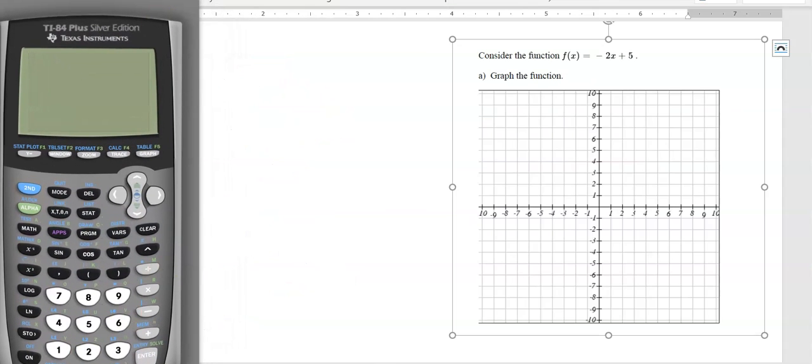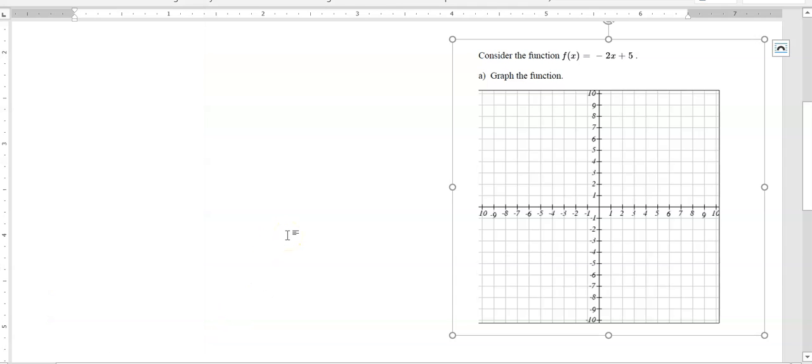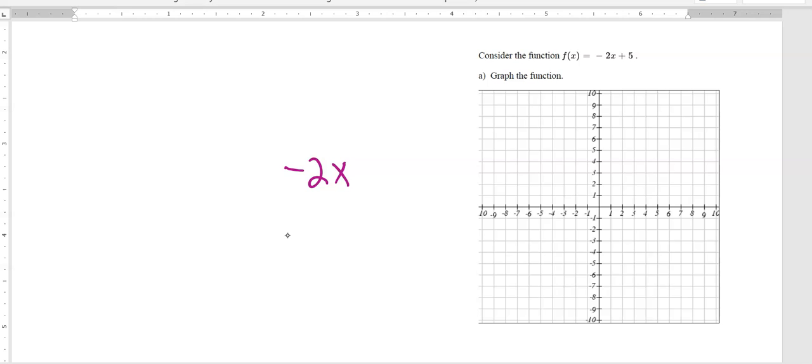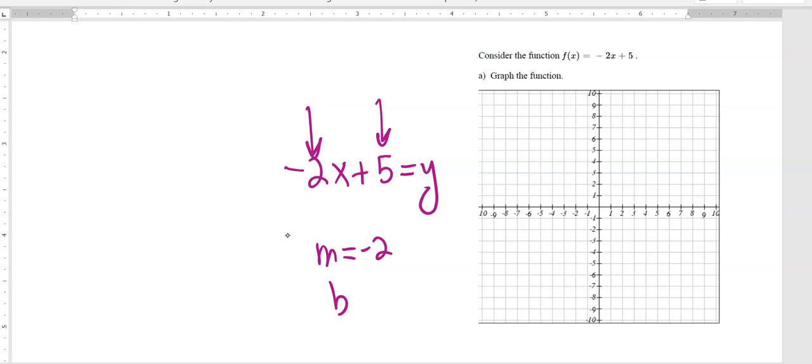Problem number 2 gives us a graph, and it asks us to graph this function. So since it's a linear equation, we know that if my equation is negative 2x plus 5 is equal to y, the number in front of the x is the slope, and the constant by itself is my y-intercept. My y-intercept is on the y-axis always. So I can go ahead and draw that dot. Okay. And then from this dot, I can use my slope to find a second point. And my slope is always a fraction, so I can put it over 1.